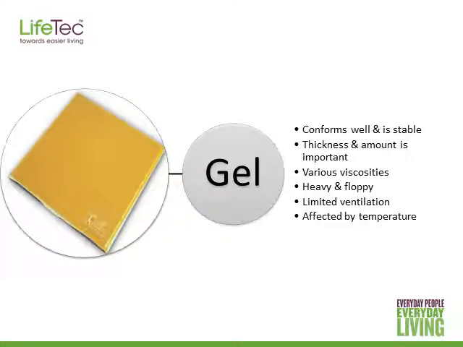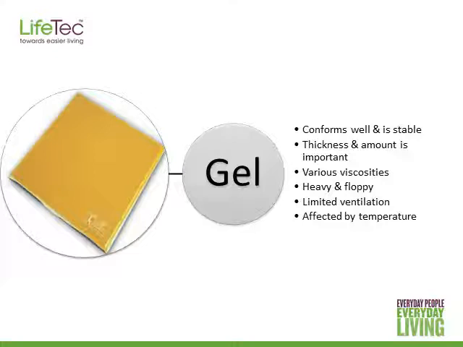Gel is a common material found in pressure cushions. This is because gel conforms well to bony prominences, enabling the person to feel stable within the cushion. However, the thickness of the gel is important, as if it is too thin, the person may bottom out. However, also, if there is not enough gel, there is no or little immersion. Gel cushions come in various viscosities or thicknesses.